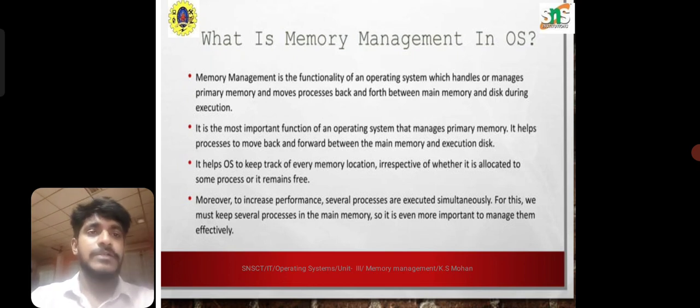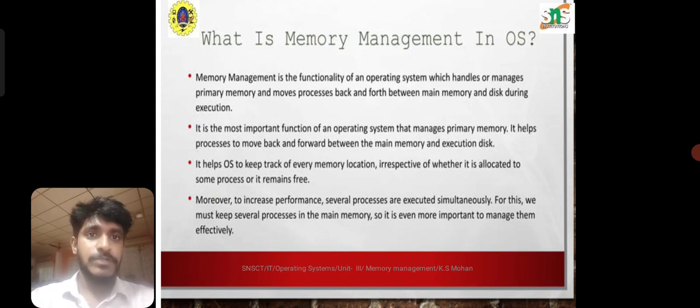For example, in the operating system, any task or process we are doing will be stored in the main memory, and then it will be transferred to the secondary memory. Any process happening in the operating system will be stored in the main memory, and the main memory will be transferred to the secondary memory. That is why we call it memory management in the operating system.